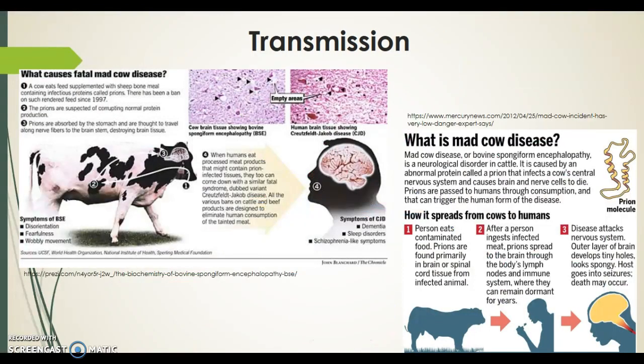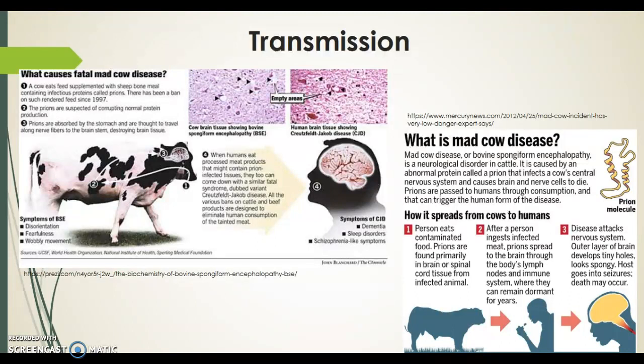So, how is the transmission? How does it take place? Well, basically, the cow eats food that's supplemented with sheep bone meal, and this contains infectious proteins which are known as prions. Obviously, there has been a ban prohibiting this kind of feeding since 1997. Usually the prions curb normal protein production. They are absorbed in the stomach, and then travel along the nerve fibers to the brain stem, and they completely destroy the brain tissue.